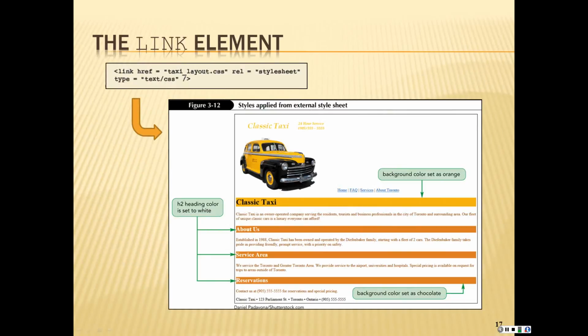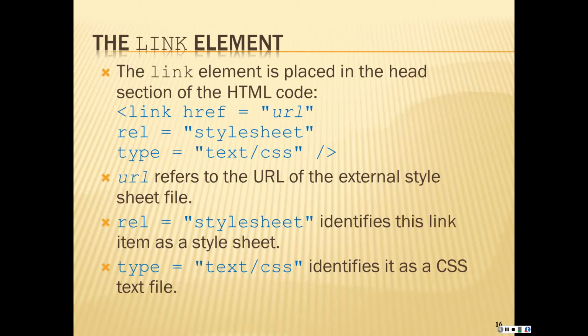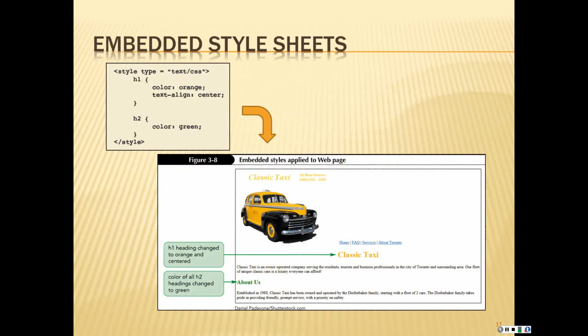So here we see the link element. If we have an external style sheet, link href equals taxi_layout.css. Let me go back a bit and show you how that's different from before. This one was just style type. This is when it's embedded. I know this is a bit confusing right now, but bear with me. You're going to have to work with this for it to take hold.